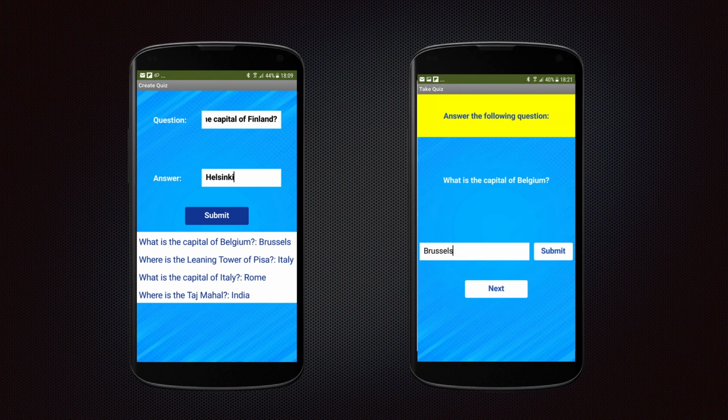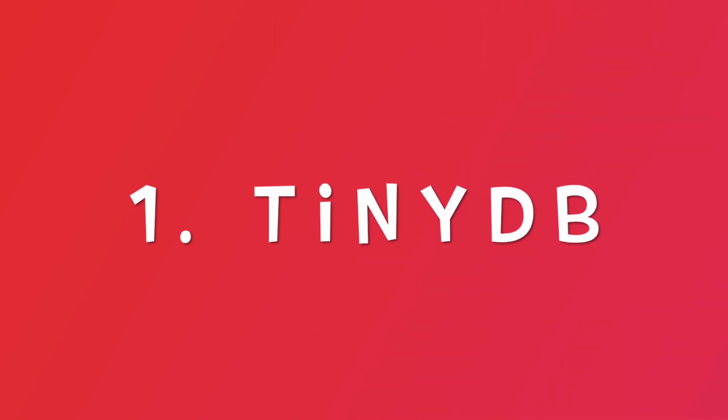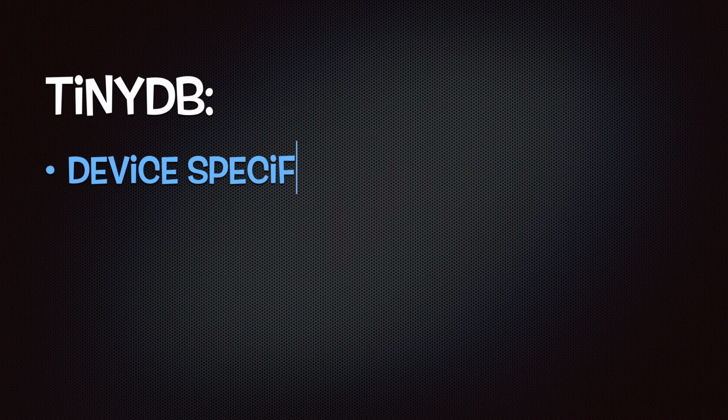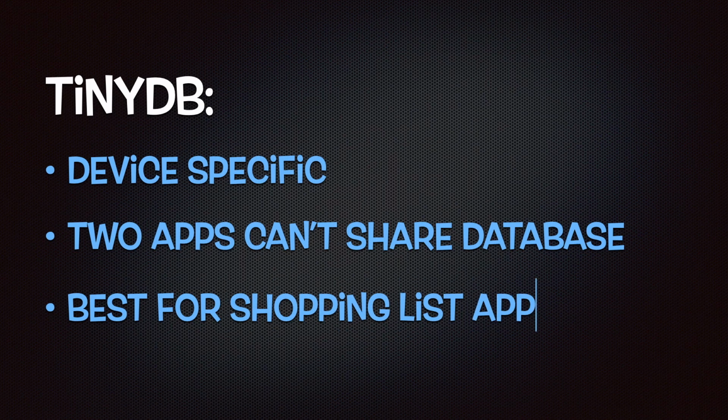Now, how to make these two apps use the same database? We have multiple storage options in MIT App Inventor, so let's find out which one is suitable for our problem. We have TinyDB that stores data on the device, but first of all, this is device-specific data. So the same app on another device will not be able to access this data. Secondly, even two apps on the same device can't share the same database. So this is not a solution for our app, and it only works for apps like a shopping list app or a to-do tasks app that I've already taught you before.